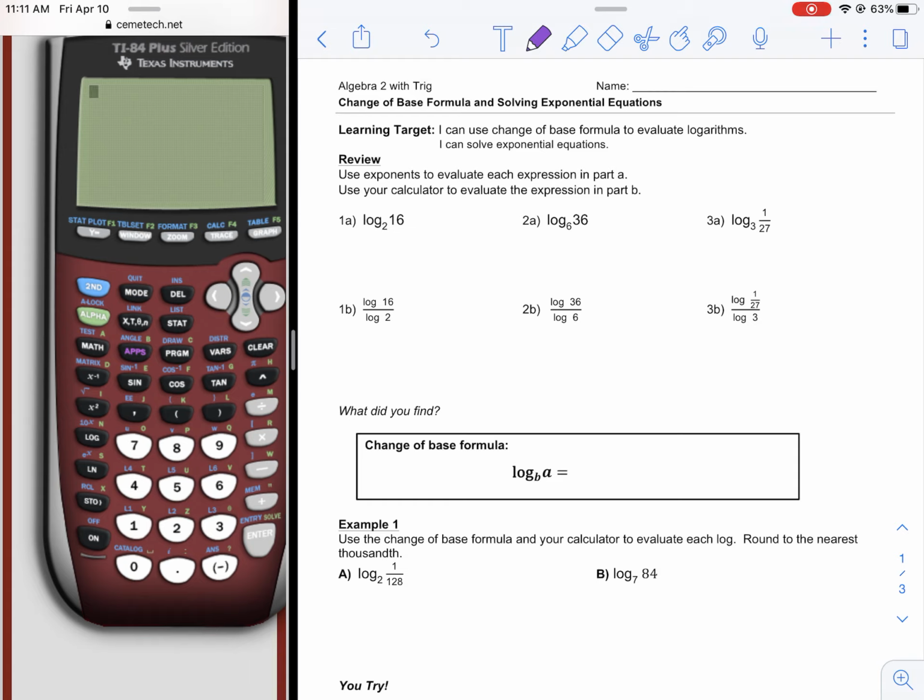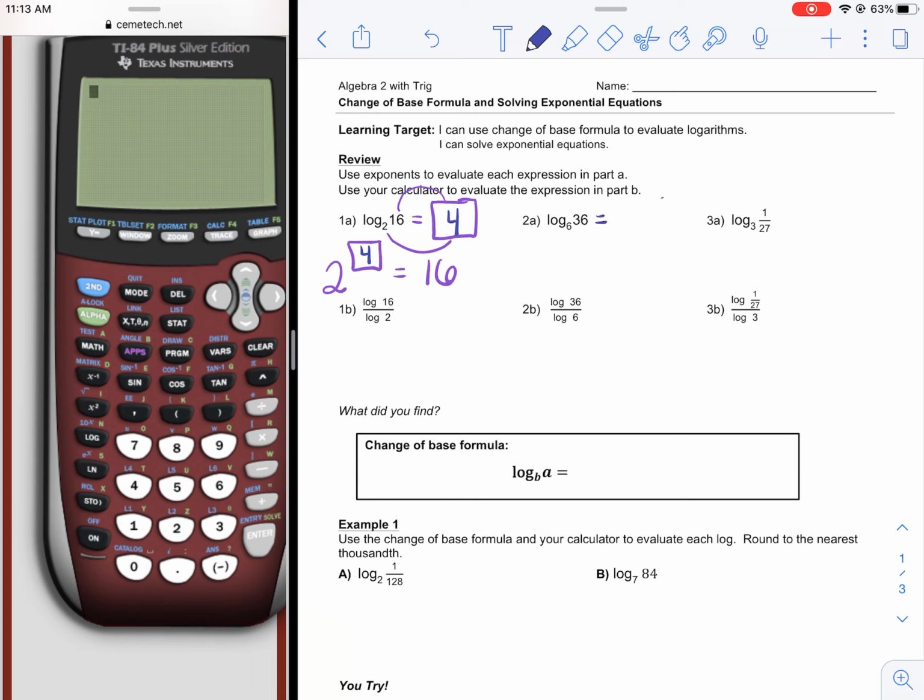So to introduce the change of base formula, we're going to evaluate 3 logs kind of by hand, just using some mental math, and then we're going to try to evaluate those same logs using a calculator. Okay, so if I ask you to evaluate log base 2 of 16, we start by putting a box here. We're trying to find what this log equals. We know the base is 2 and logs equal exponents. So we're trying to figure out 2 to what power equals 16. We know 2 to the 4th is 16, and so this log equals 4.